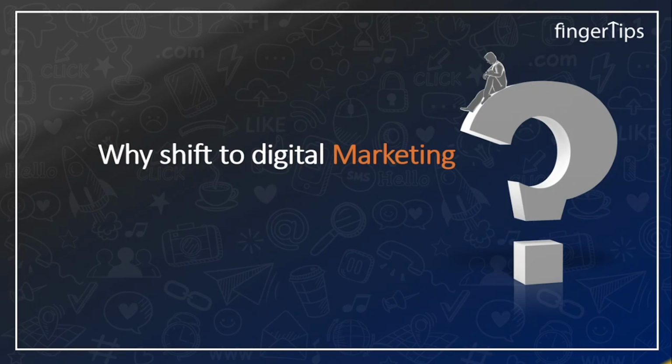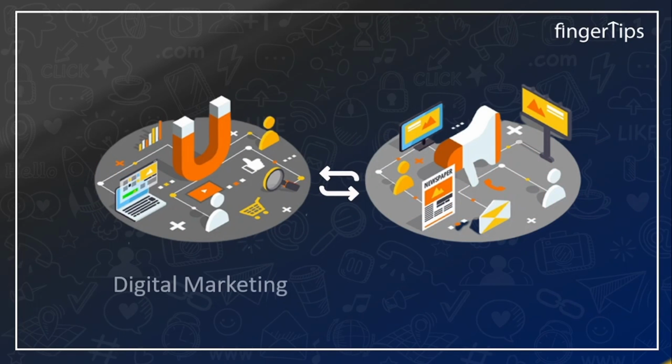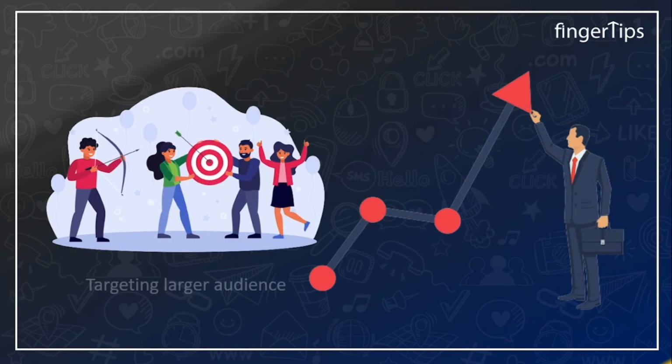Here's the reason. According to a report published by the Times of India, the average number of hours spent by a user on a phone is more than 4.5 hours per day. Yes, you heard it right. The world has now become digital, and digital marketing has replaced traditional marketing. With so many social media apps, the audience generate enormous data and information, which helps understand the audience's mindset and select the target consumers accordingly.